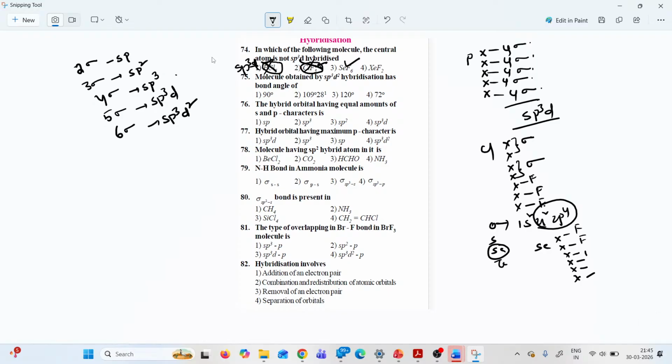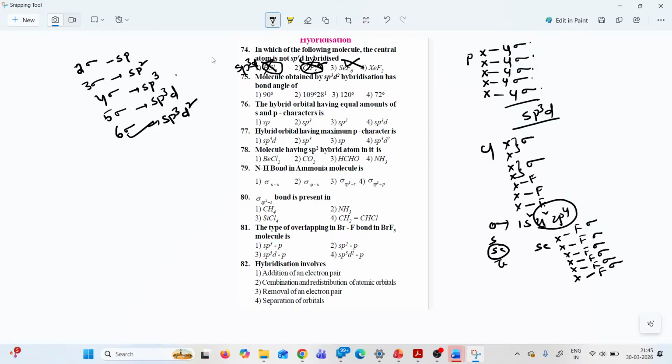Fluorine forms a single bond, so you connect like this. If oxygen is there, you have to connect 2 electrons. How many sigma bonds are there? 1, 2, 3, 4, 5, 6. Six sigma bonds means sp3d2 hybridization. So this is the answer, not sp3d.